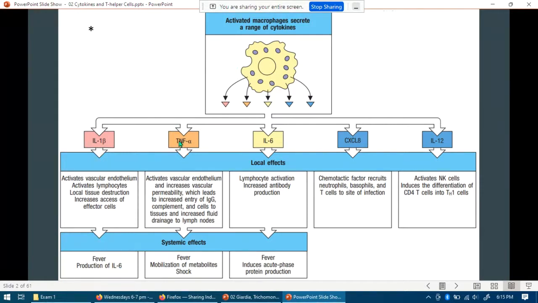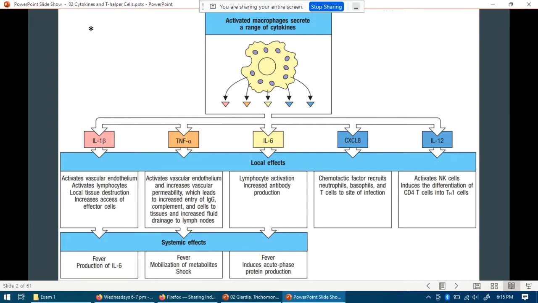And then we have tumor necrosis factor alpha. These two cytokines have almost the same activity. They do almost the same thing. They're very slightly different, but they do almost the same thing. Okay, so tumor necrosis factor alpha is an inflammatory cytokine. It activates the vascular endothelium, increases vascular permeability by causing endothelial cells to contract, and therefore the gaps between the endothelial cells open up, and that allows blood fluid and blood proteins to leak into the tissues where they can have an effect on the infection.